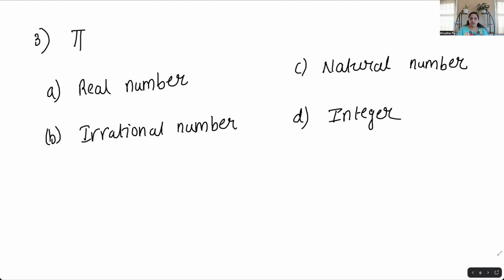Pi. I told you any number is called a real number. So we can take that. Is it an irrational number? Yes. Pi, square root of 2, square root of 3, square root of 5, square root of 7 are called the irrational numbers. Is it a natural number? No. Natural numbers are just 1, 2, 3, 4, 5, and so on. Is it an integer? No. Integers are 0, 1, 2, 3, -1, -2, -3. So pi is a real number and it is an irrational number.